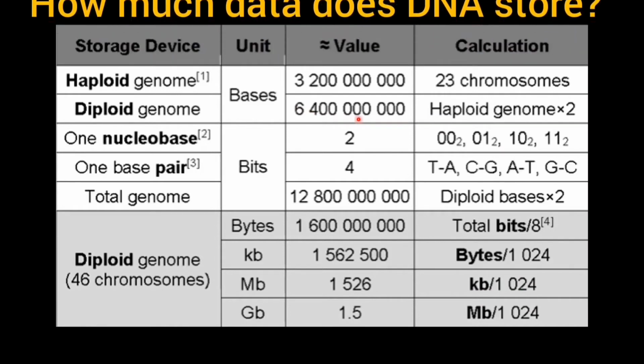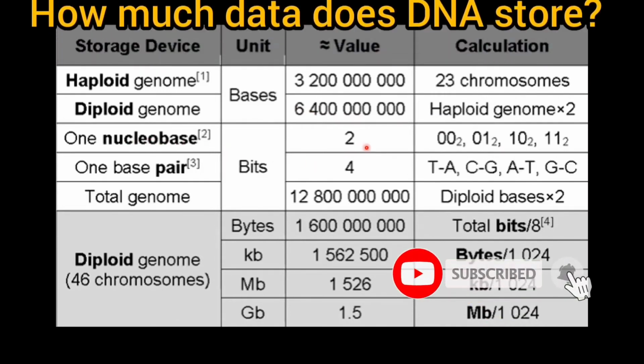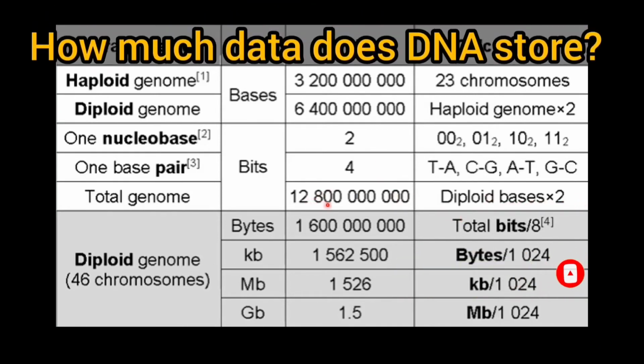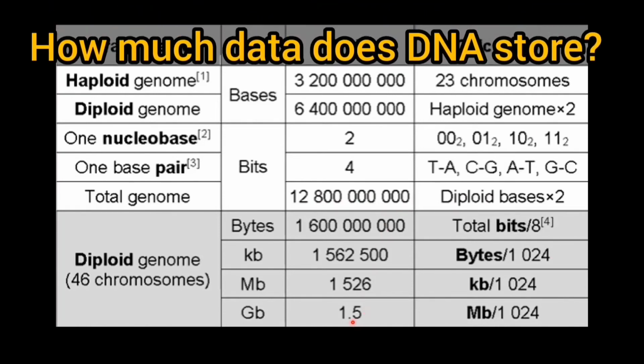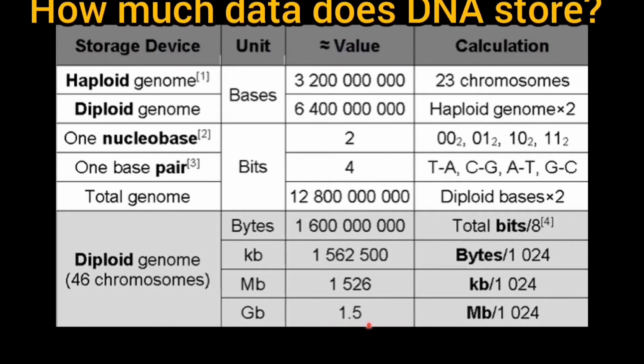Now, one nucleobase has 2 bits. To calculate the total genome, multiply the diploid genome by 2 bits. We get 128 billion bits, or we can also call that 1.5 gigabytes. So our DNA can store 1.5 gigabytes of information.